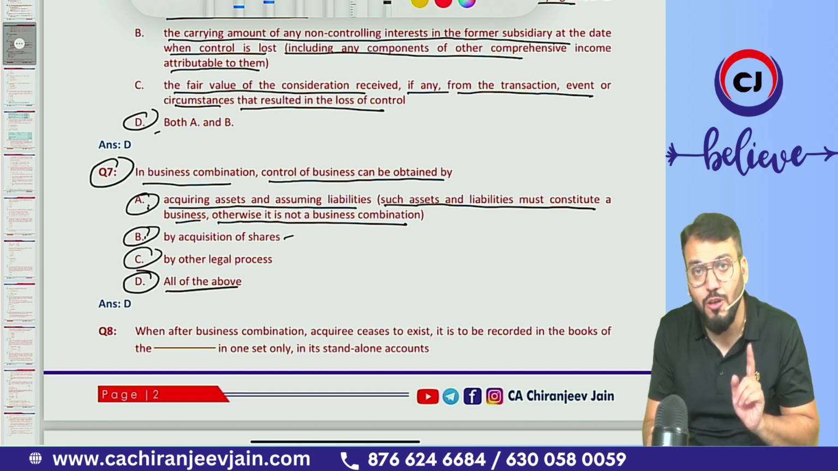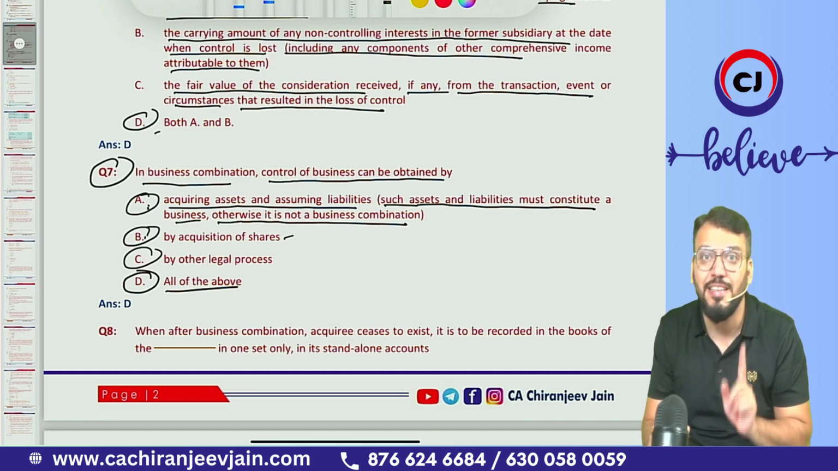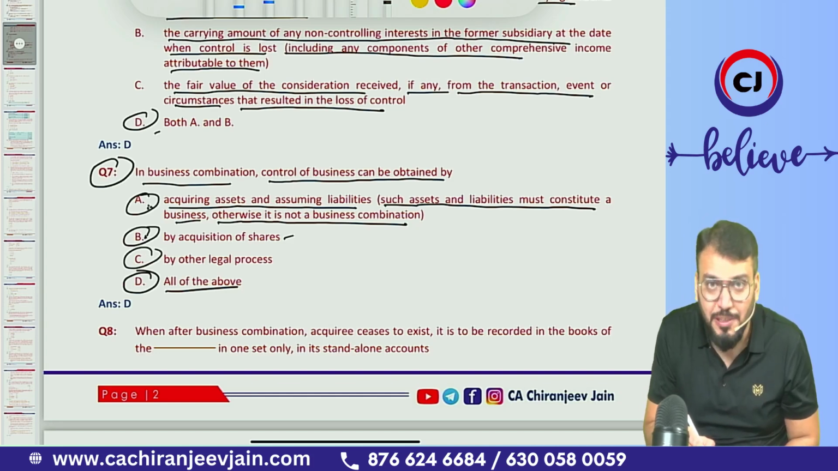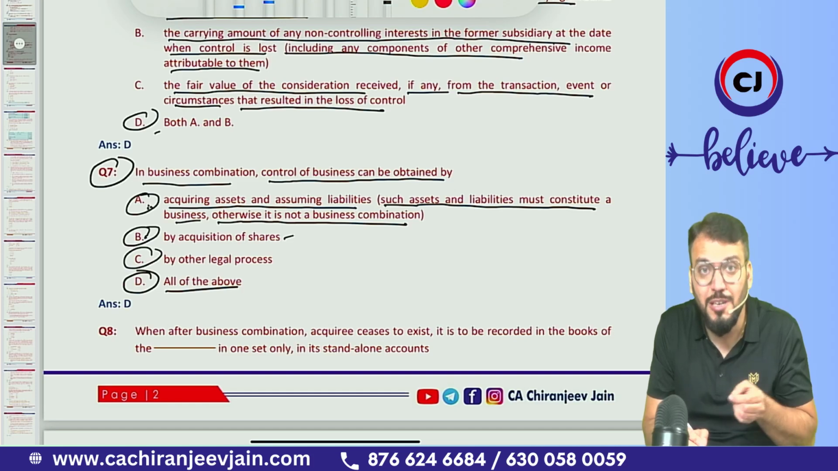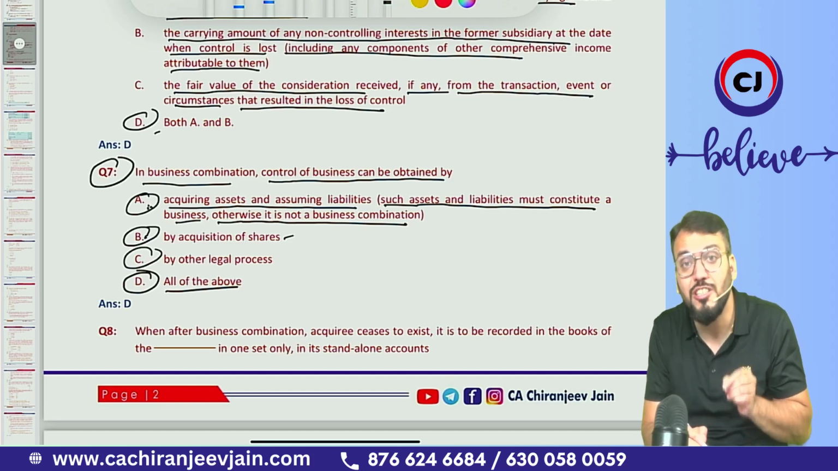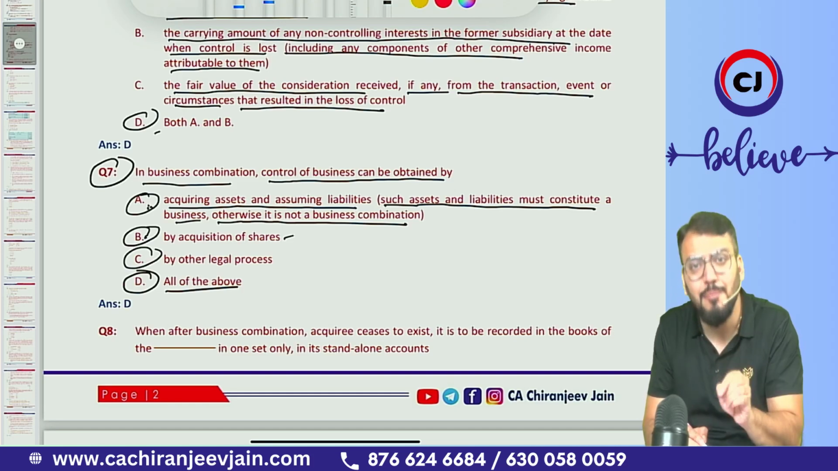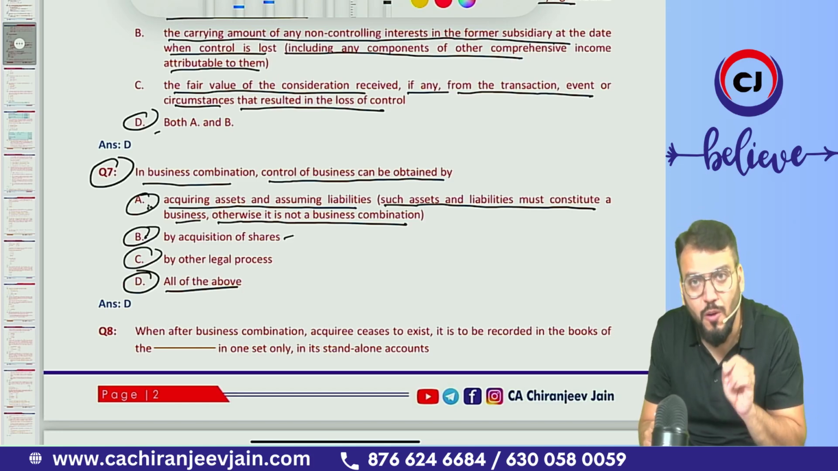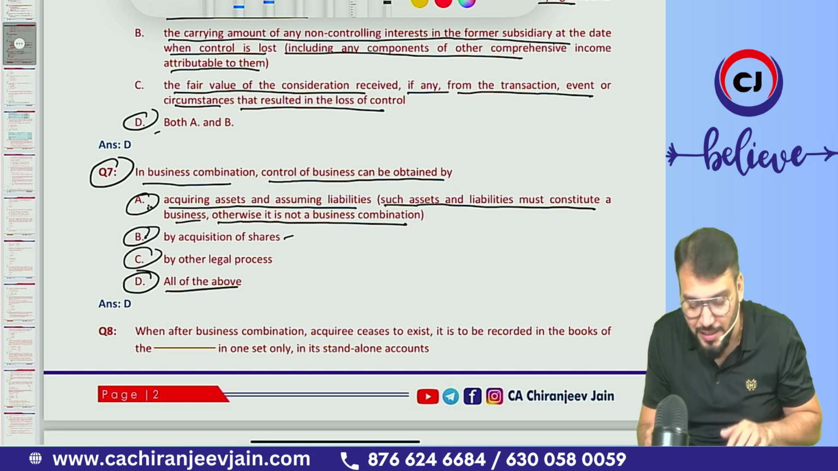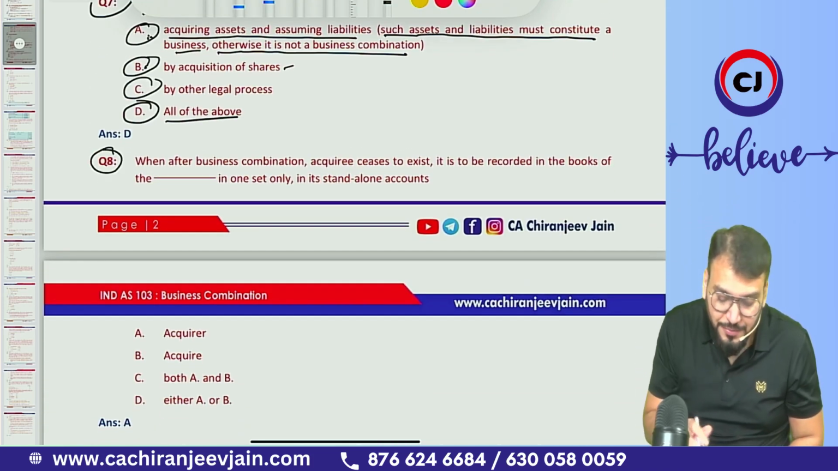All of the above. So of course D, all of the above will be the only correct option. Understood? A is correct, B is correct. You have a doubt about C, but they have given one more option, D, all of the above. So 99.99% all of the above will be the only correct answer in this case.